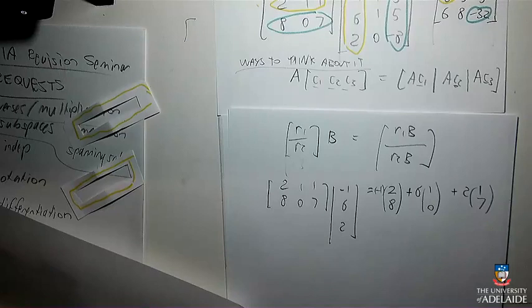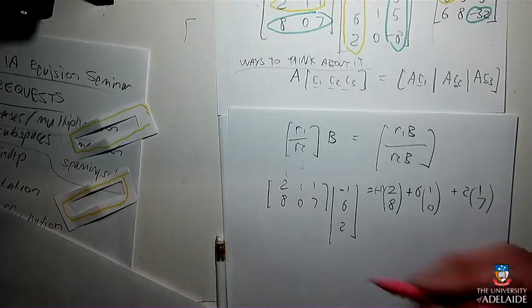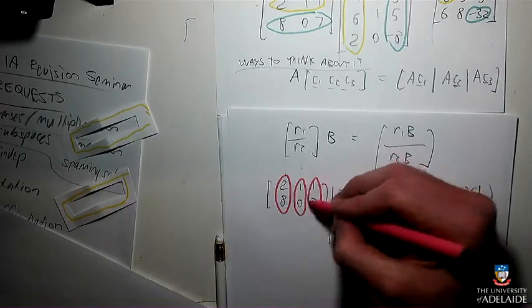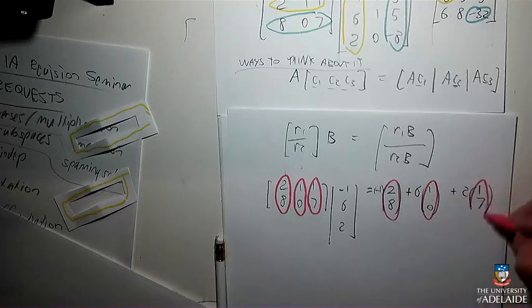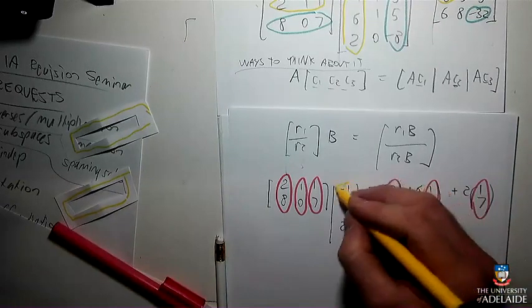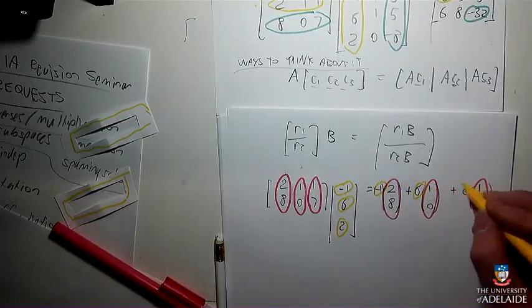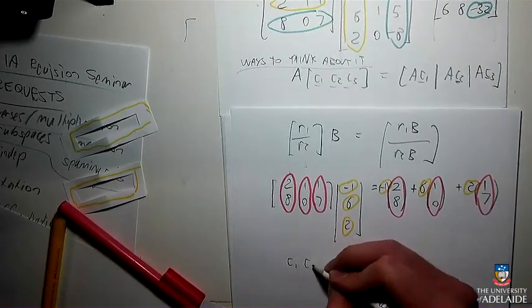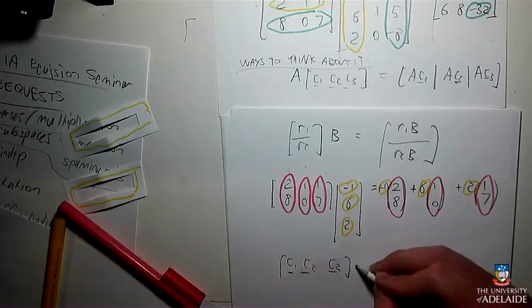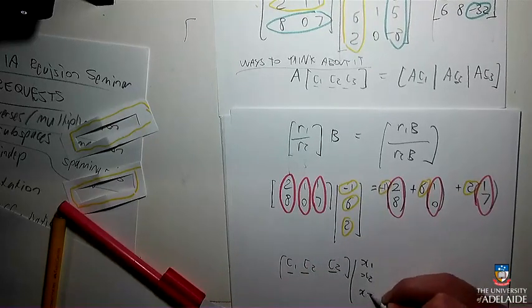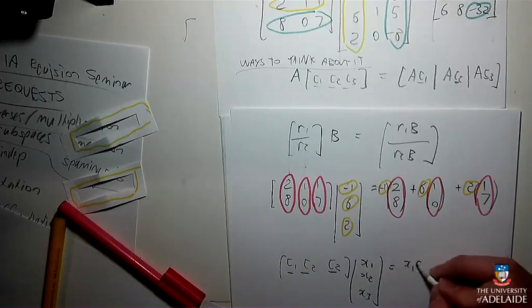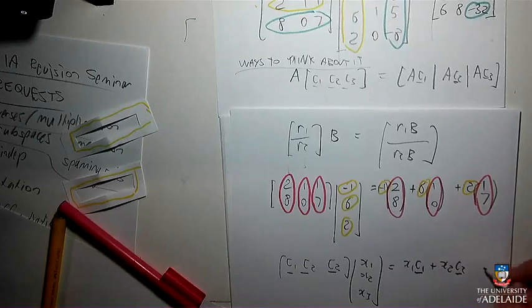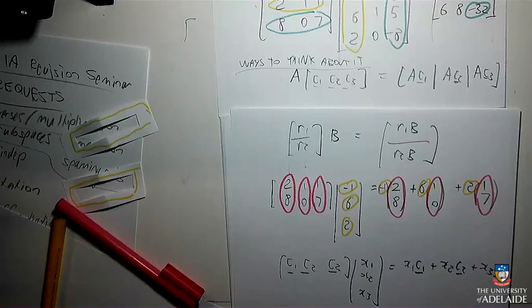So what happened was, multiplying a matrix by a column came out to the same answer as taking these three columns as vectors and multiplying them by the entries of this and adding them up. So column 1, column 2, column 3 times entry 1, entry 2, entry 3 was this many column 1s and this many column 2s and this many column 3s. Which I think is really, really cool.